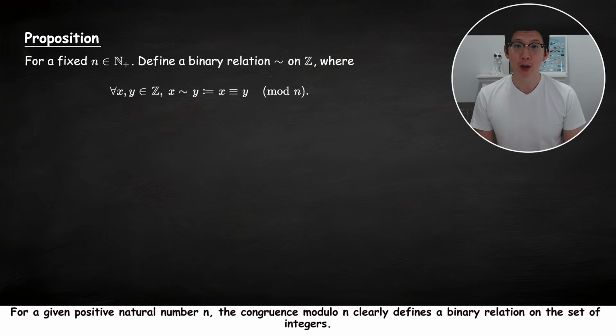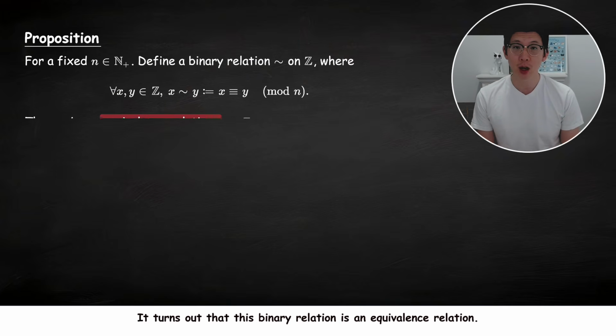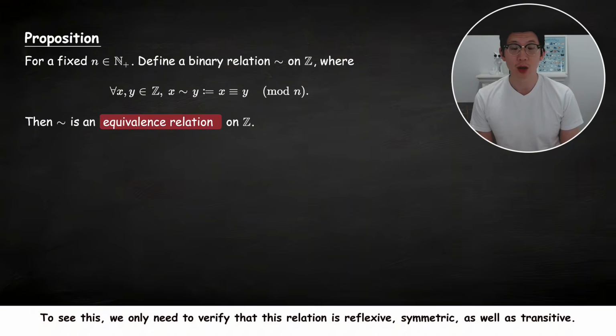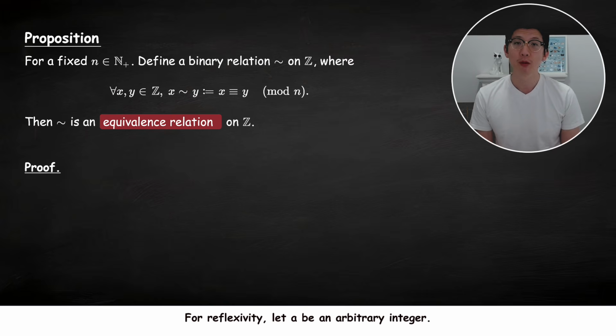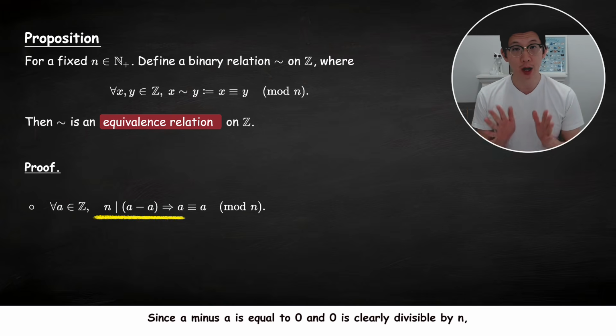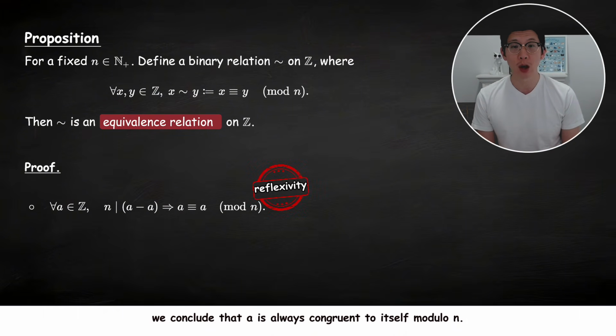For a given positive natural number n, the congruence modulo n clearly defines a binary relation on the set of integers. It turns out that this binary relation is an equivalence relation. To see this, we only need to verify that this relation is reflexive, symmetric, as well as transitive. For reflexivity, let a be an arbitrary integer. Since a minus a is equal to 0, and 0 is clearly divisible by n, we conclude that a is always congruent to itself modulo n.